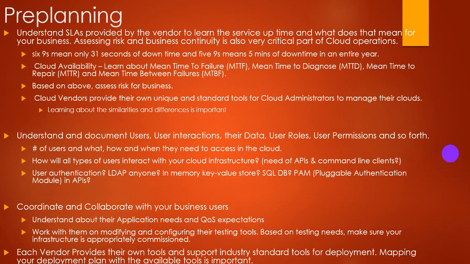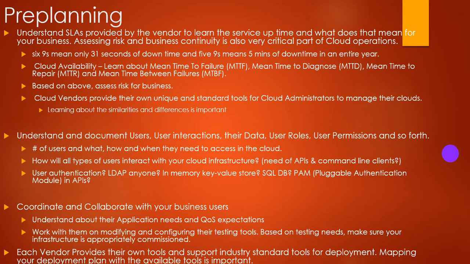So as part of the pre-planning, understand the SLAs that are being provided by the vendor. Understand the service uptime and what kind of service level agreements they are agreeing to. As you might know, having 6 nines means having only 31 seconds of downtime in a year, and 5 nines means having only 5 minutes of downtime in an entire year. The higher the service level agreement, the more expensive it will be for your business.